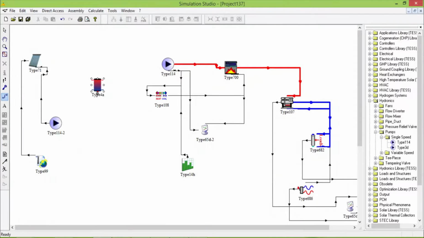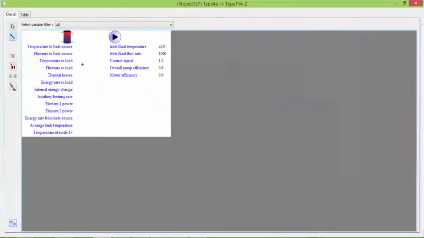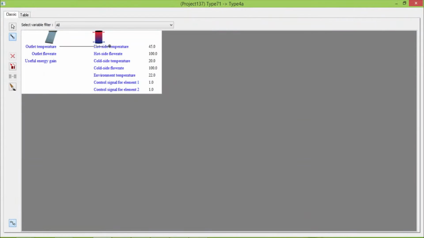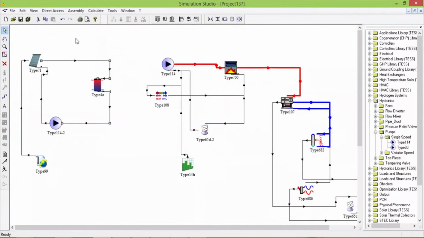Okay, so temperature to heat source, flow rate to heat source. Outside, okay. Here. Yeah. Okay, now we connect this.